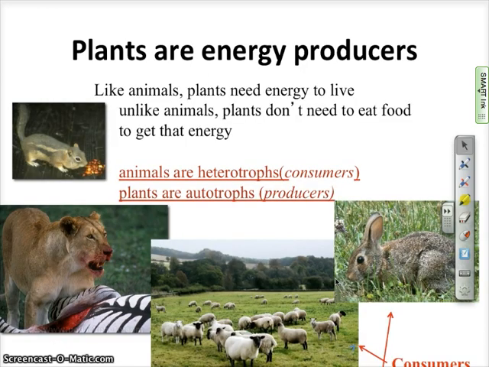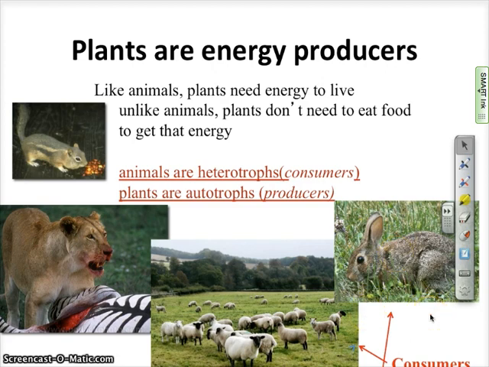So plants, what are they? They basically give energy to the rest of the ecosystem. So they also need energy to live, but unlike animals, they don't have to actually go out and kill and eat food to get their energy. So we call animals heterotrophs, or consumers, because they have to eat something. Notice that all of these images are of animals that need to eat something, heterotrophs.